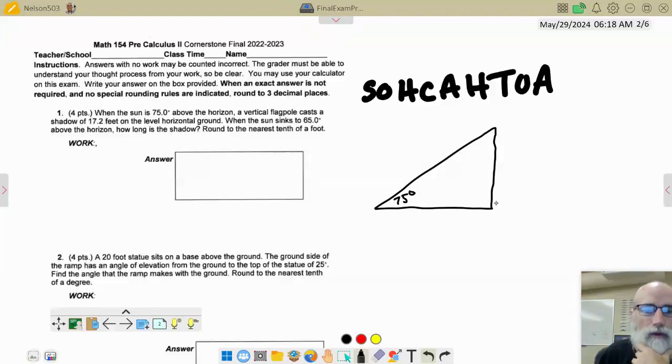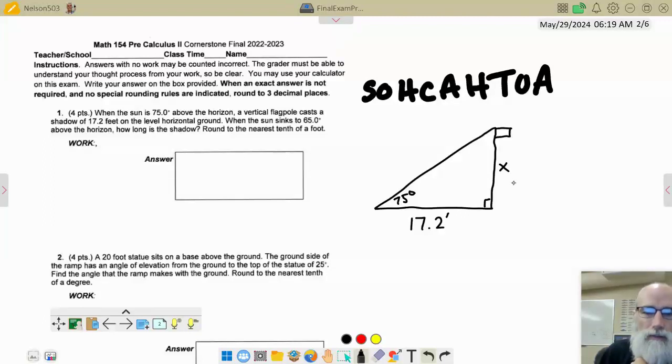I'm just drawing the same right triangle that I had before. And this is where our flagpole is, so maybe draw a little flag up here. And then it says the shadow is 17.2 feet. This is where the shadow would be, right? And so we'd like to know, how tall is the flagpole?